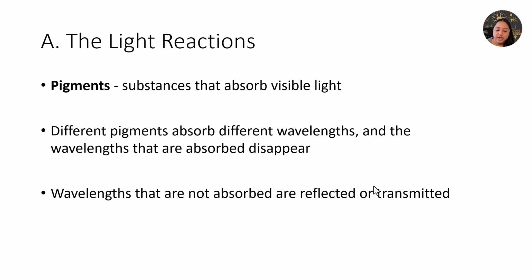And when we talk about pigments, maybe that sounds familiar, a pigment is any kind of substance that absorbs visible light. There are pigments in paints and dyes. Any kind of clothing and such has dyes, and they have pigments. Depending on what they absorb and what they reflect is what color that pigment looks. Different pigments absorb different wavelengths, and the wavelengths that are absorbed disappear, and the wavelengths that are not absorbed are reflected or transmitted.